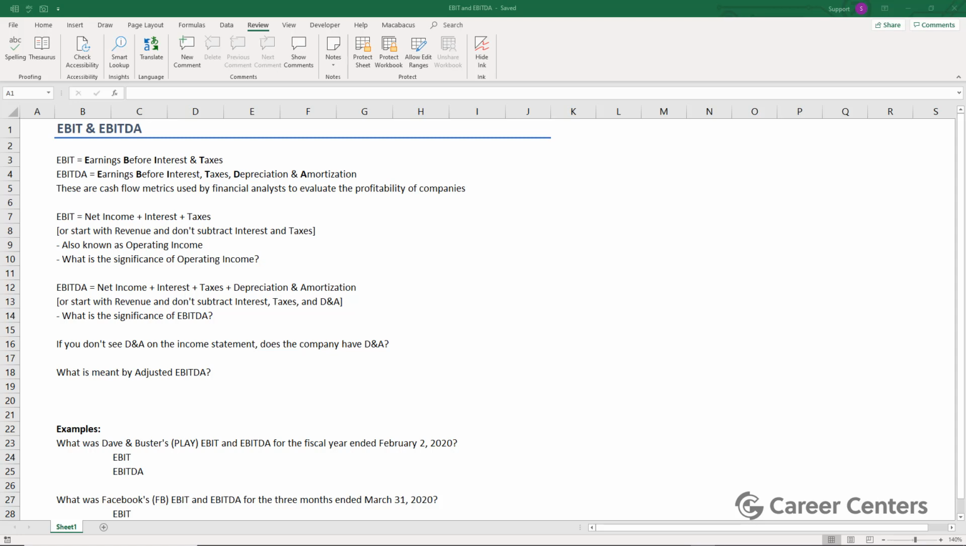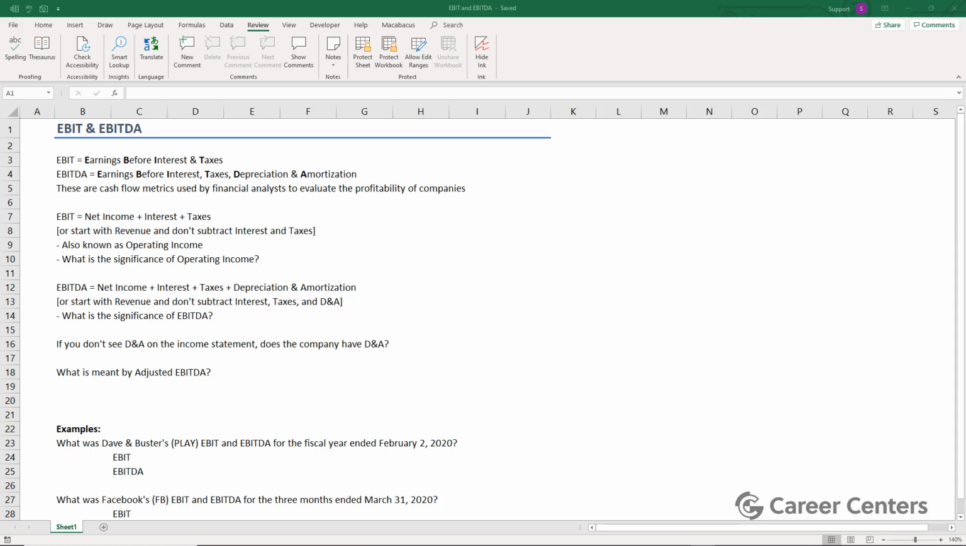What's the significance of EBITDA? EBITDA is EBIT adding back D&A, or operating income adding back D&A. Since D&A is a non-cash expense, financial analysts like to add it back. However, there is an issue with that. Even though D&A is non-cash, it is derived from capital expenditures, which is a true expense, a true cash outlay. For that reason, many investors such as Warren Buffett don't like using EBITDA as a cash flow metric.